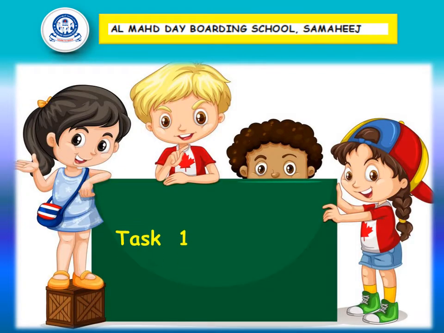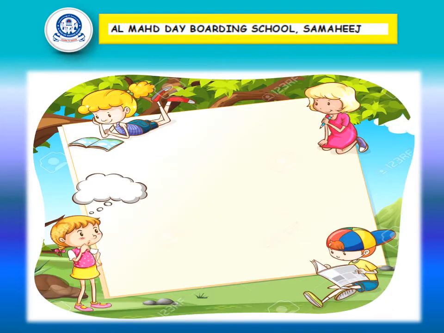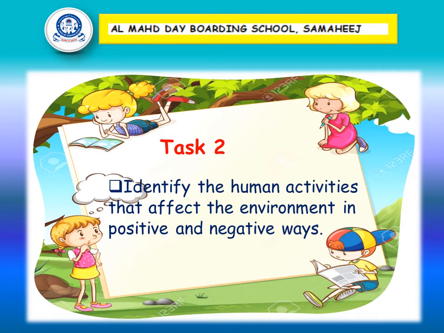Let's begin. For task number 1, read and write the definition of the following keywords in your notebook. The keywords are recycling and pollution. Using the glossary of your student book, you can find the definition of the following keywords. For task number 2, you will identify the human activities that affect the environment in positive and negative ways.